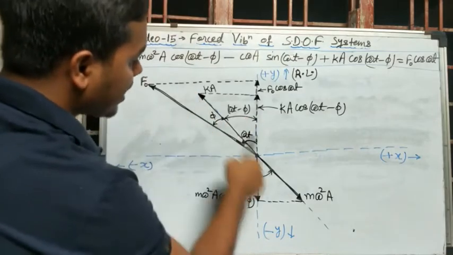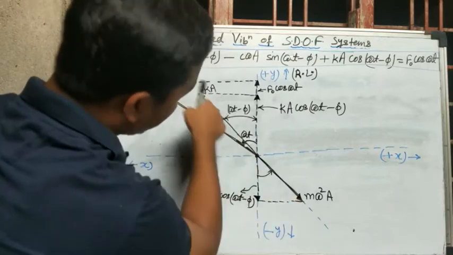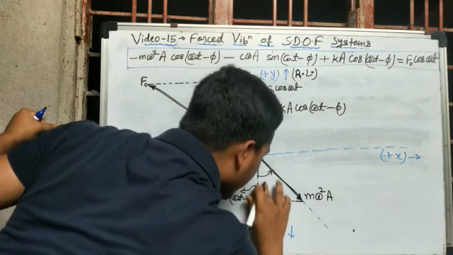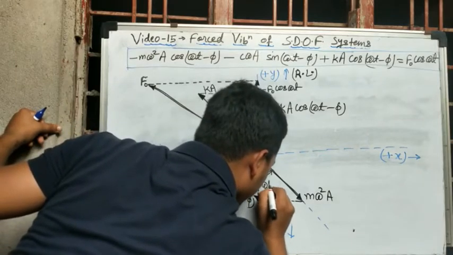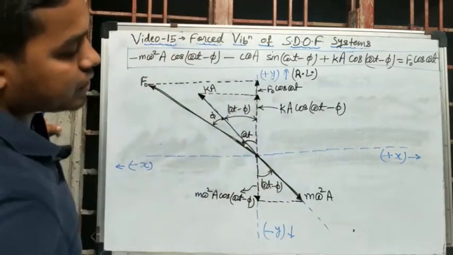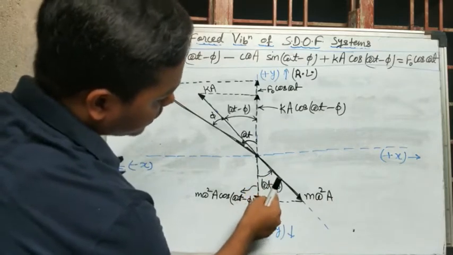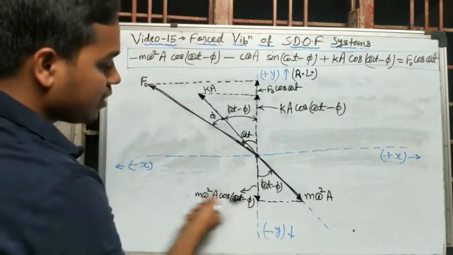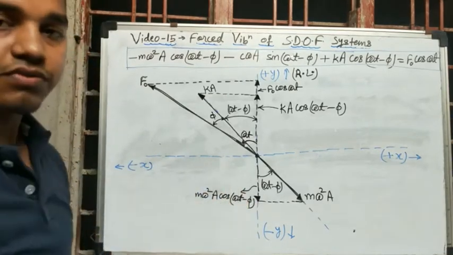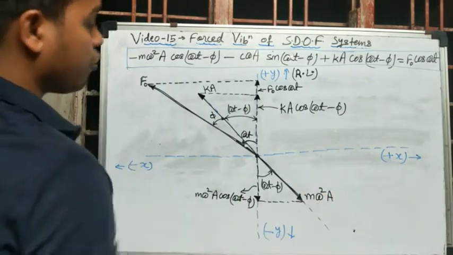See, this line is having the angle omega t minus phi with the vertical axis. So this line, because both are parallel, will also have an angle omega t minus phi with the vertical axis. So this angle is omega t minus phi. Now if I have a force m omega square a which is making an angle of omega t minus phi with the vertical axis, obviously the component over this vertical axis will be m omega square a cos omega t minus phi. Right? Okay, so I have drawn m omega square a also.